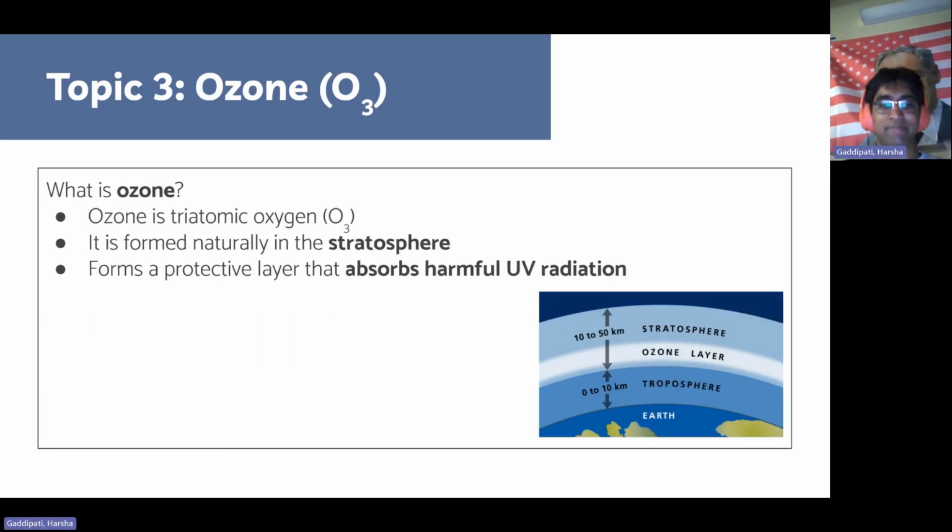So yeah, now topic 3. I mentioned the ozone layer, so we're going to talk a little bit about ozone. Ozone is a triatomic oxygen, also known as O3. It's formed naturally in the stratosphere. For the Earth, there are a few atmospheric layers on top of it. The closest one is the troposphere, from 0 to 10 kilometers. Then you have the stratosphere, and the area in the stratosphere closer to the troposphere is known as the ozone layer. It forms a protective layer around the Earth that absorbs harmful UV radiation.